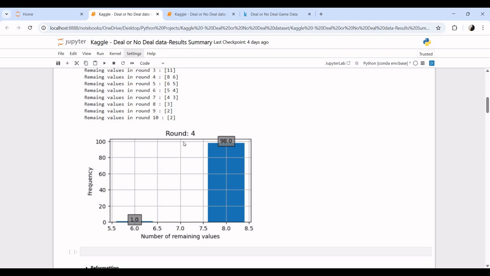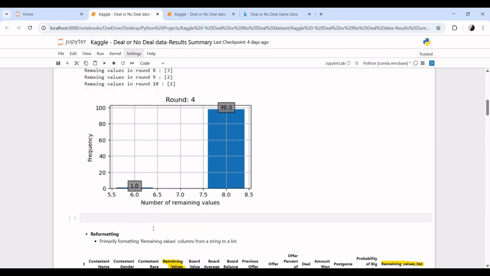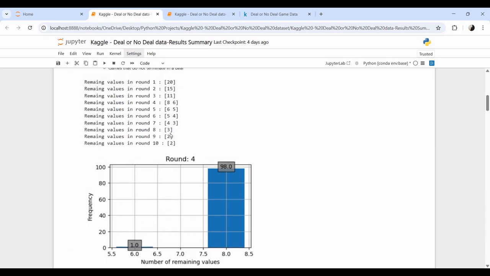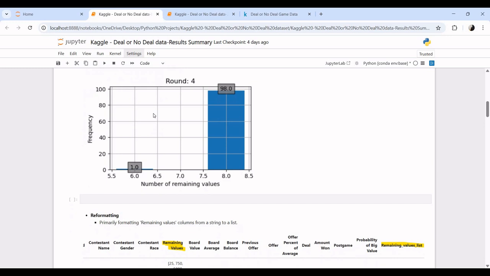For instance, with round 4, 98 of the games had 8 remaining values, and we had one with 6. So clearly the outlier there is the one with just 6 remaining values, and we removed that one and did the same for the other rounds.